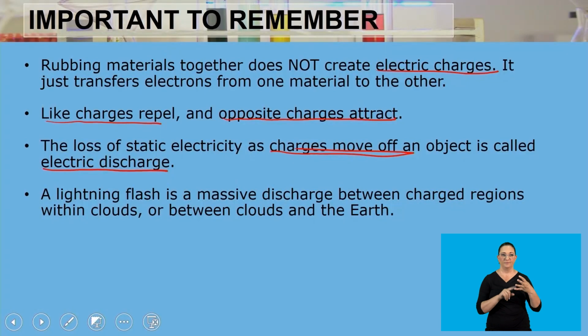Lastly, a lightning flash is a massive discharge between charged regions within clouds or between clouds and the earth. So the lightning flash is caused by the imbalance of charges between two regions.